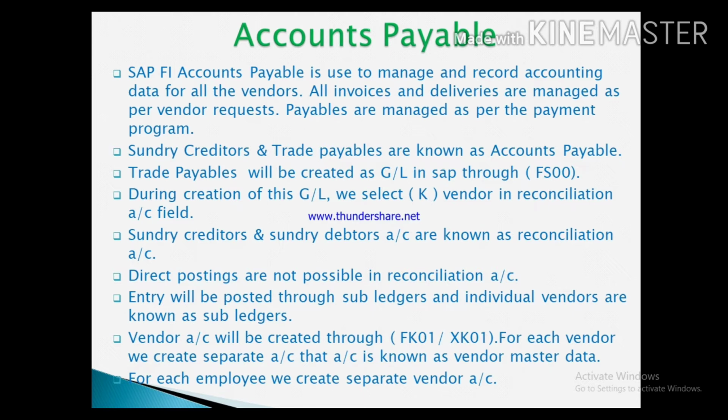Vendor account will be created through FK01 or XK01. For each vendor, we create separate account. That account is known as vendor master data. A company which uses material management creates the vendor master data under the T code XK01, and the company which doesn't use material management uses FK01 to create vendor master data. For each employee, we create separate vendor account.